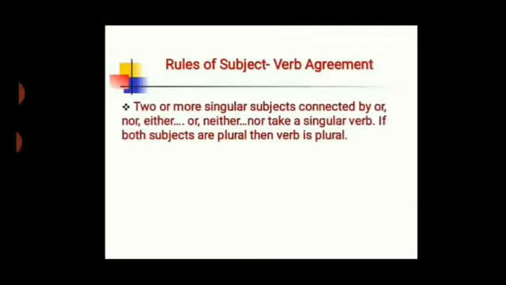Two or more singular subjects connected by or, nor, either or, neither nor take a singular verb. If both subjects are plural, then the verb is plural. For example, neither he nor I was mistaken. Here, the subjects he and I are both singular and joined by neither nor. So the verb is singular.